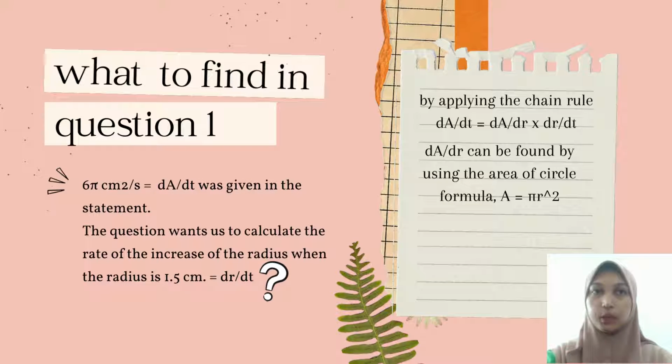6 pi cm² per second is equal to dA per dt, and it was given in the statement. The question wants us to calculate the rate of increase of the radius when the radius is 1.5 cm, that is equal to dr per dt. By applying the chain rule, dA per dt equals dA per dr multiplied by dr per dt. dA per dr can be found by using the area of circle formula, A equals pi r squared.